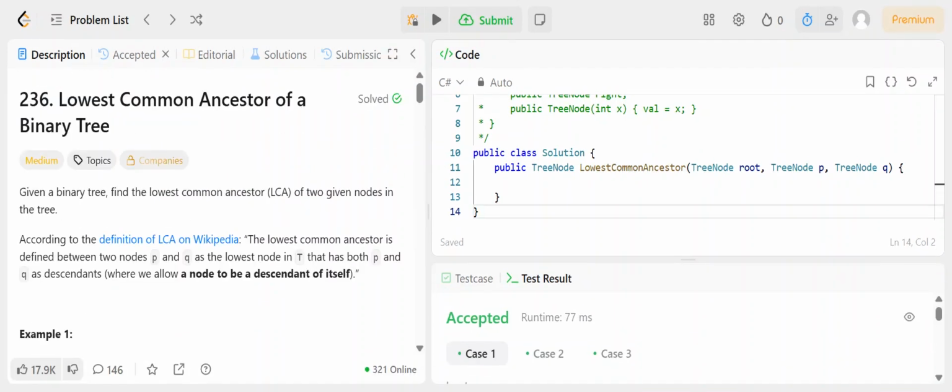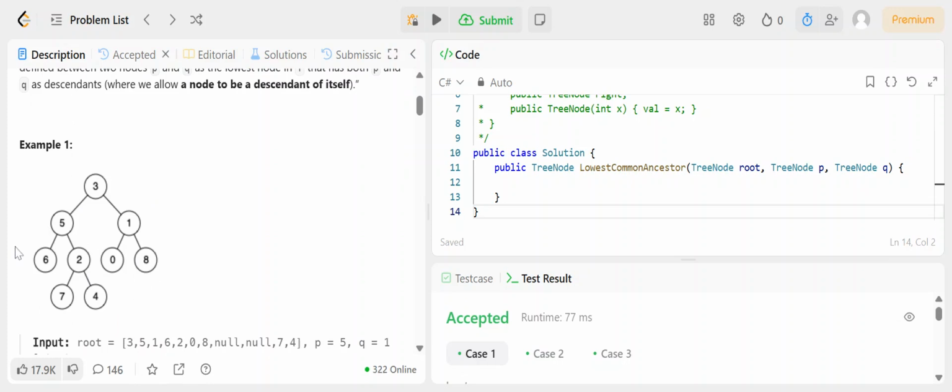So today we are looking into LeetCode Problem 236, Lowest Common Ancestor of a Binary Tree. So what is lowest common ancestor? Let's take 5 and 1. We can say the lowest common ancestor is the node which is closest to both nodes, and that node should be a parent also.